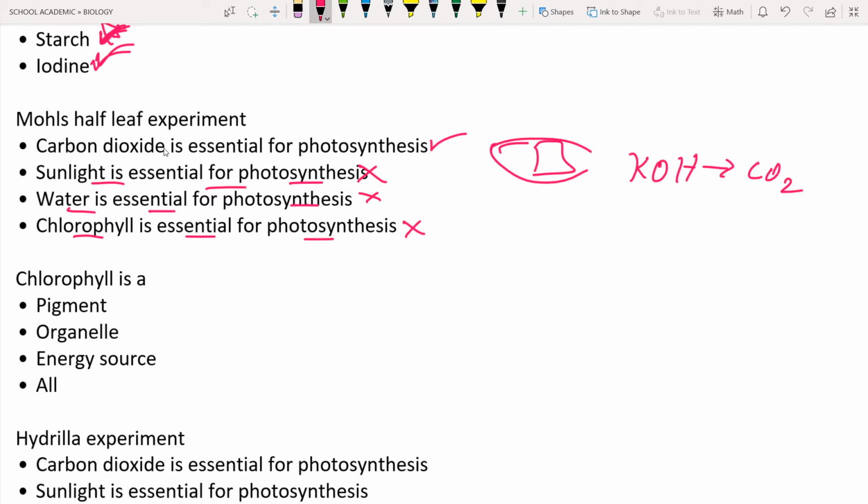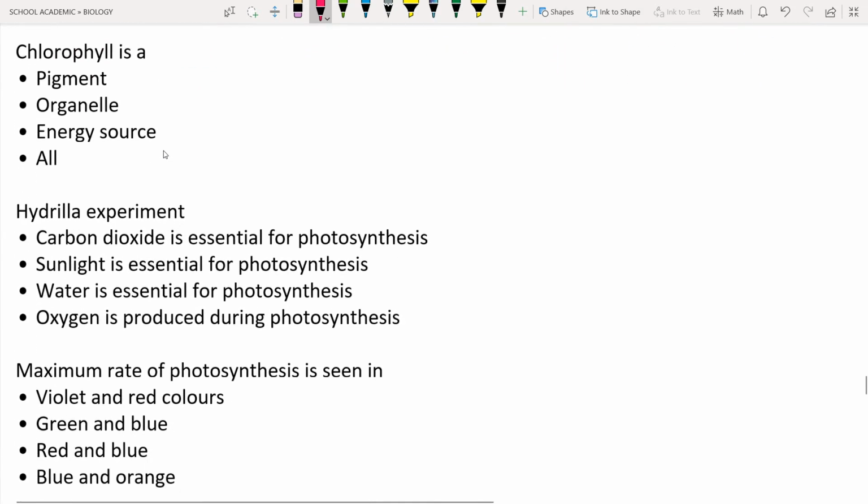So based on the carbon dioxide, we can identify that the moll's experiment is completely about carbon dioxide. Carbon dioxide is essential for photosynthesis to show such kind of information. So the option is the first option: carbon dioxide is essential for photosynthesis. That is the moll's half-leaf experiment in the textbook.